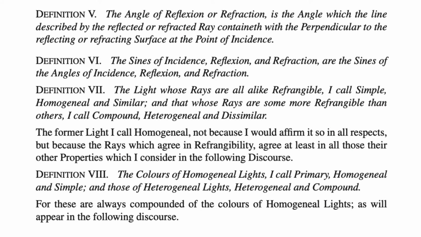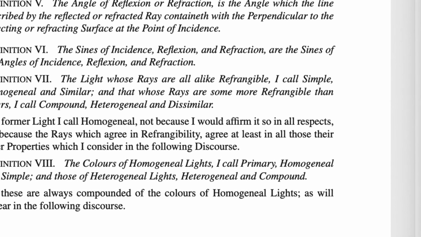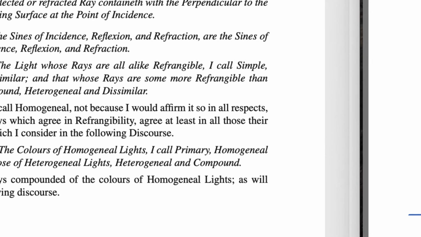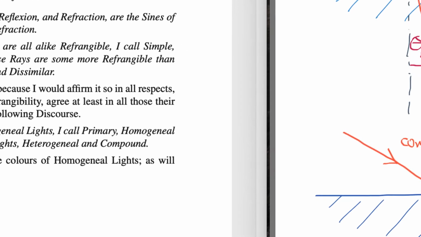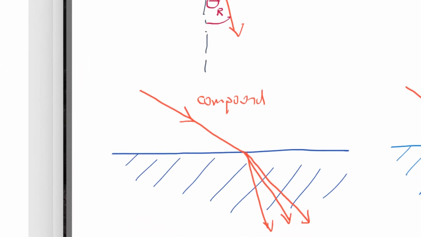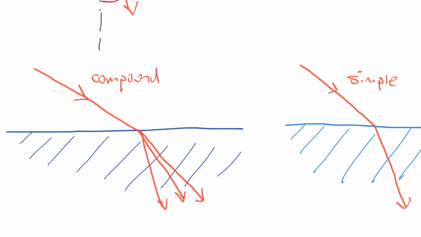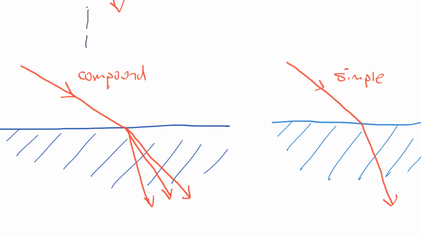He says that the colors of homogeneal lights I call primary, homogeneal, and simple, and those of heterogeneal lights, heterogeneal and compound. We're going to find later on that compound rays, the reason why they are separated into different beams that are refracted by different amounts is because different colors of light refract by different amounts. So for example, if the beam coming in was comprised of white light, then when you hit this piece of glass with white light, you're going to have it separate into a rainbow of rays. So the red rays will be bent least, and the blue rays will be bent most.